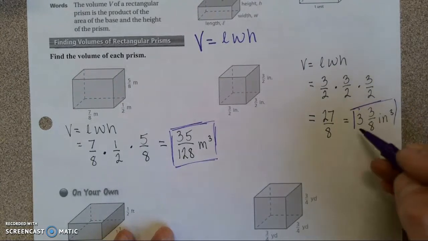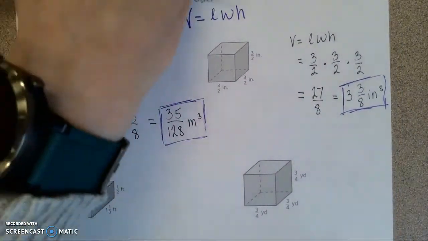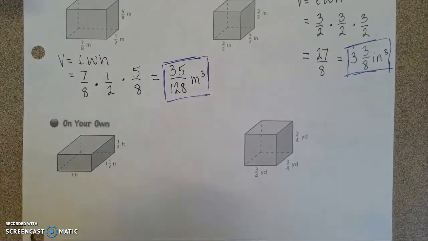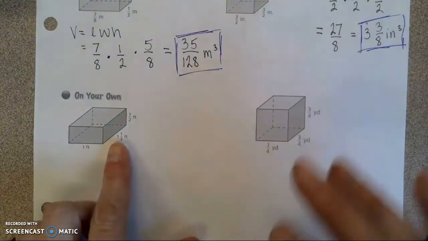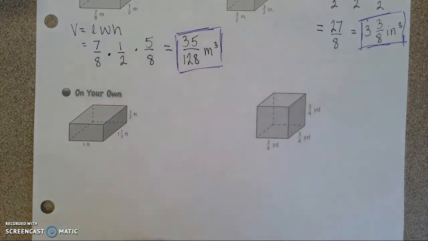Be sure to pause and let me know if you have questions as we're working through this. Otherwise, go ahead and pause your video and try the 2 down here at the bottom. Make sure on this first one you do have a mixed number in there, that 1 1/3. So be sure to change that to an improper fraction before you multiply. Once you have worked through both of those, you can unpause your video and then check your work.